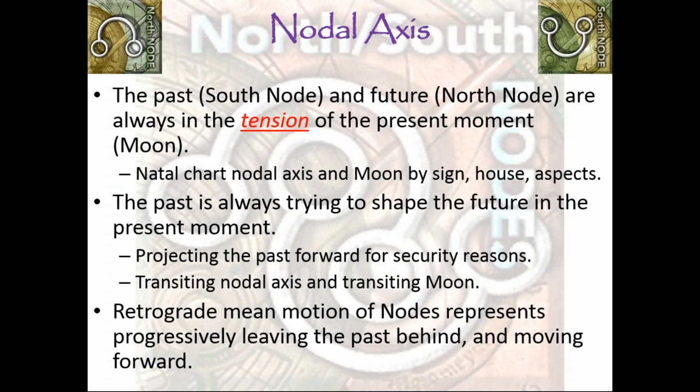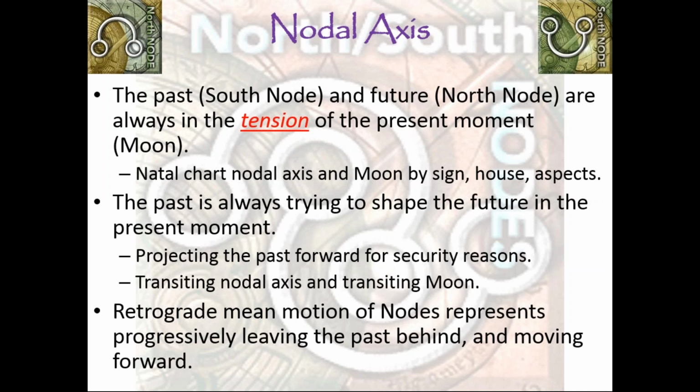Now, when we look at that nodal axis, this is true natally and this is true by transit, okay? The past, South Node, and the future, North Node, are always in the tension of the present moment, which is represented by the moon. So in a natal chart, you'd look where the South Node is, you'd look where the North Node is, and you'd look where the moon is by its own sign, house, and aspects. If you wanted to, you can get out your calendar or your ephemeris and you can see where the transiting South Node is, the transiting North Node is, then you can see where the transiting moon is to tell you where this is happening right now in the current moment as we speak.